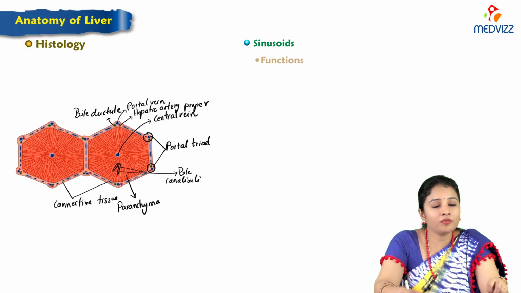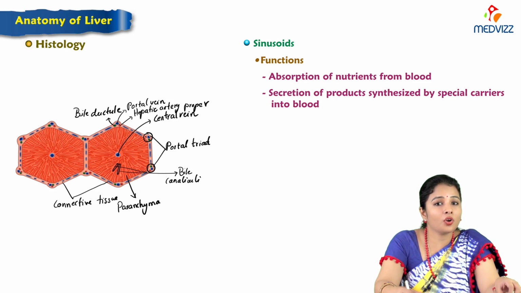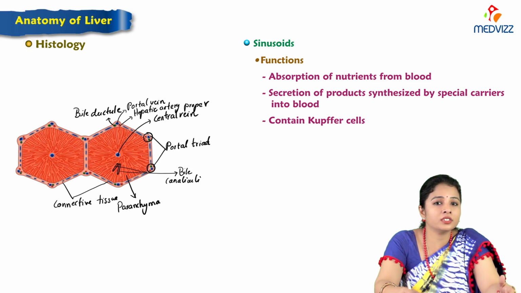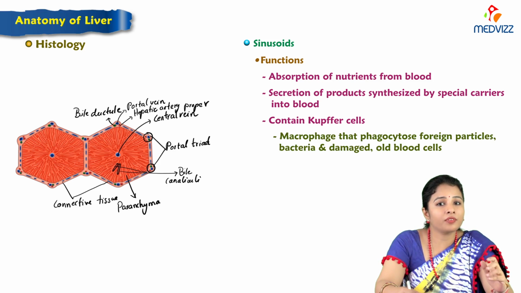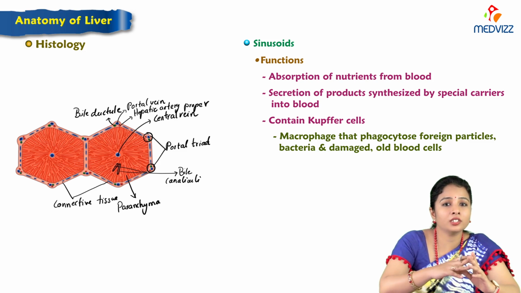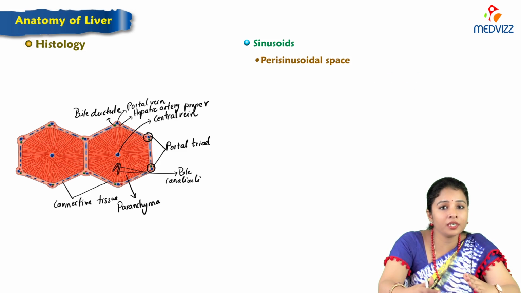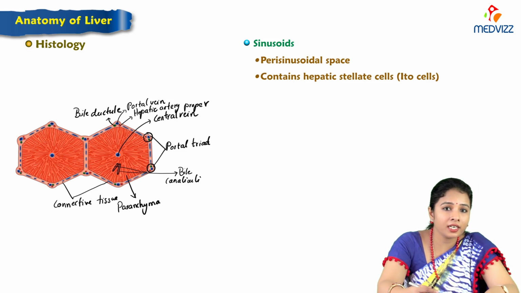So let's talk about the functions of sinusoids. Sinusoids are meant for the absorption of nutrients from the blood and secretion of the products synthesized by the hepatocytes into the blood, and they also contain Kupffer cells. Kupffer cells are the macrophages which phagocytize foreign particles, bacteria, and damaged old blood cells. The space around the sinusoid is called the perisinusoidal space, which is filled with plasma fluid, and it contains hepatic stellate cells, which are otherwise called Ito cells.